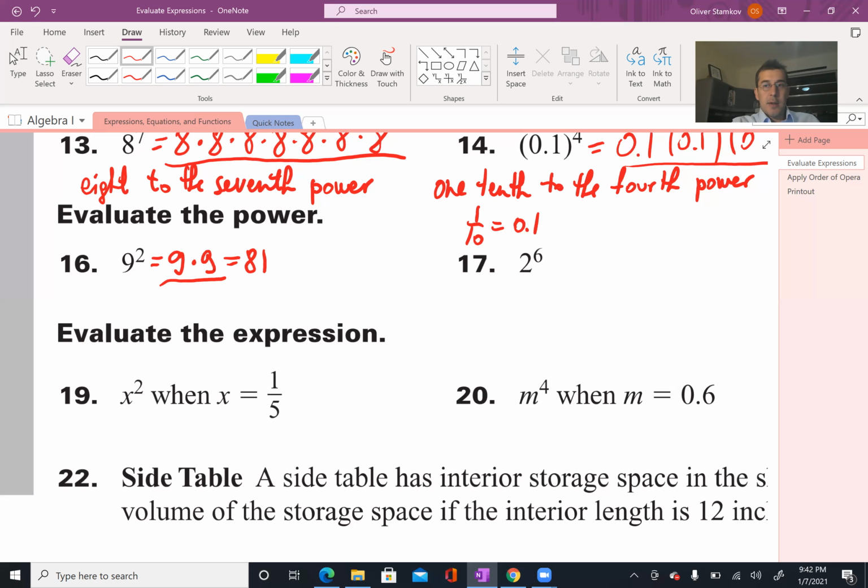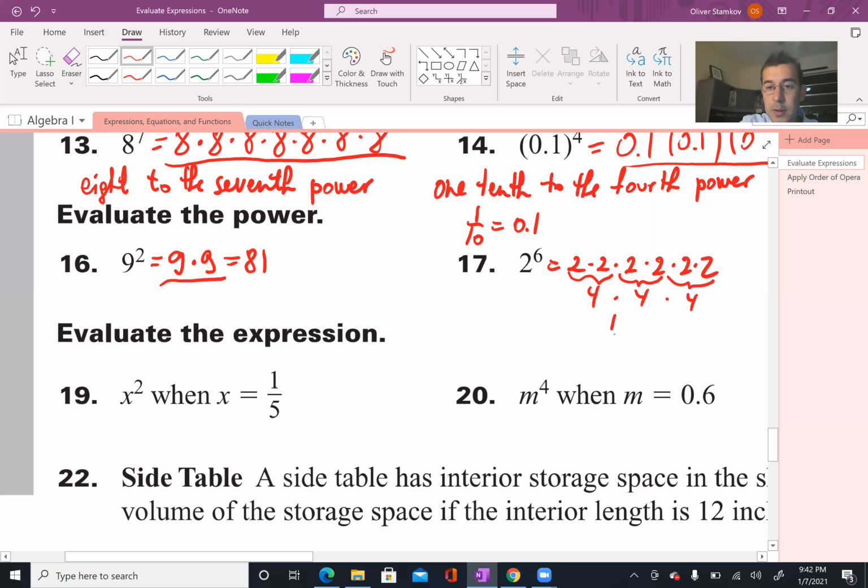Okay. Next one is 2 to the 6th. So that's the same as 2 times 2 times 2 times 2 times 2 times 2. So 6 times. Okay. So 2 times 2 is 4. So this is 4, and then this is 4, then this is 4. So 4 times 4 is 16 times 4. What is that? 4 times 6 is 24. So 4 and 2, remember. 4 times 1 is 4, and the 2 we remember, 64. So 64 is the solution for number 17.